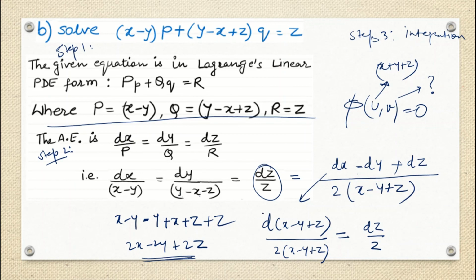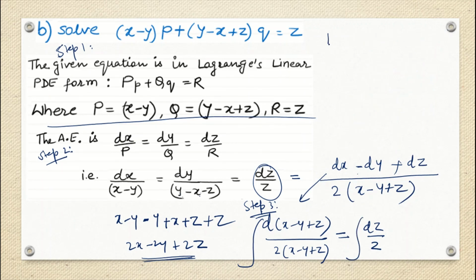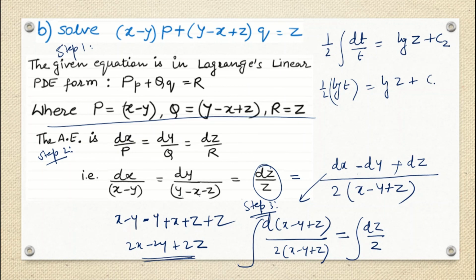Now step number 3: I'm going to integrate both sides. I take 1 by 2 common, and this is nothing but dt by t, where t is x minus y plus z, and here it is straightforward, log z plus c2. Again, dt by t is log t, with the 1 by 2 already present, and here log z plus c2. Taking log z to the left-hand side, it is half log t minus log z equals c2.